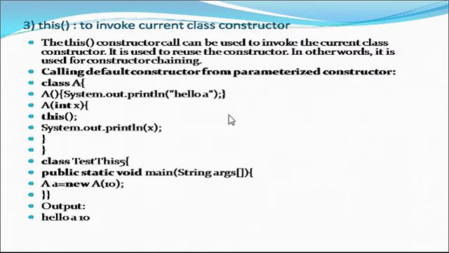The next usage of the this keyword is to invoke the current class constructor. Basically, this constructor call can be used to invoke the current class constructor. It is used to reuse the constructor. In other words, it is used for constructor chaining. We can say that the this keyword is used to make a chain of different types of constructors, like the default constructor, the parameterized constructor, and so on. Okay, let's take an example of this usage of the this keyword.